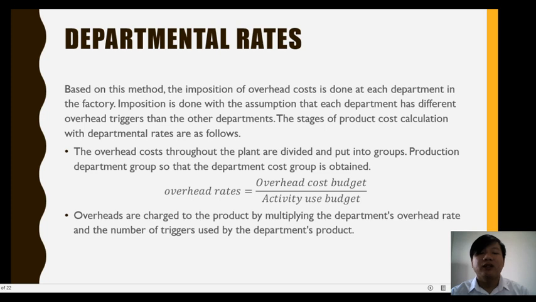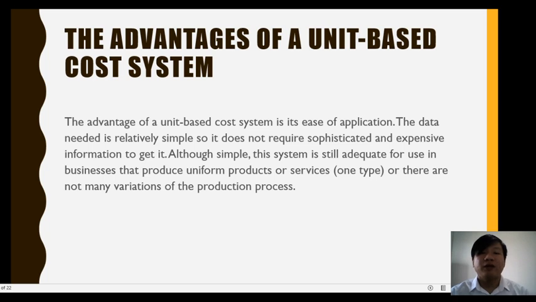Overhead is charged to the product by multiplying the department's overhead rate and the activity figures used by the department's product. The advantage of a unit-based cost system is its ease of application. The data needed is relatively simple, so it does not require sophisticated and expensive information. Although simple, the system is still adequate for use in businesses that produce uniform products or services of one type, or where there are not many variations of the production process.